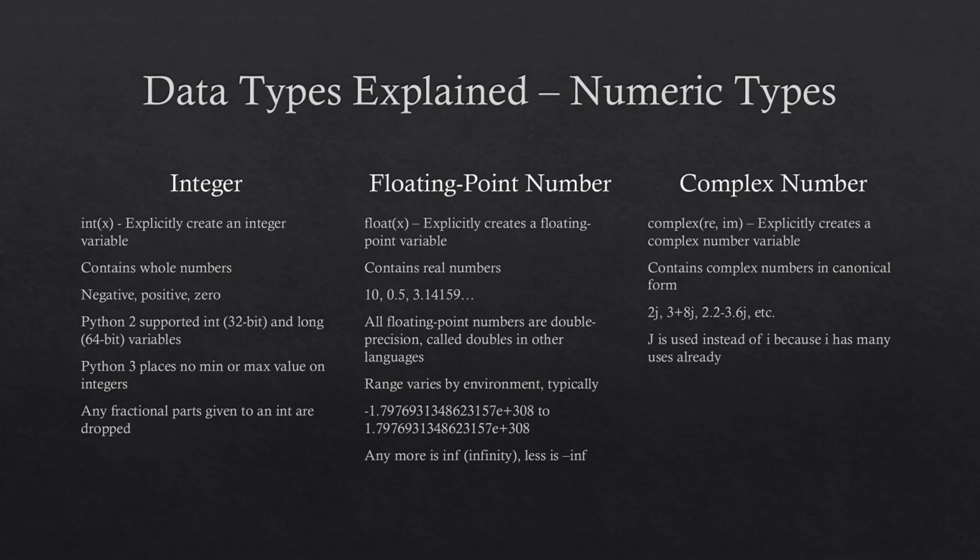Now, all floating point numbers are double precision. This means that the depth of precision for your fractional part is quite high.